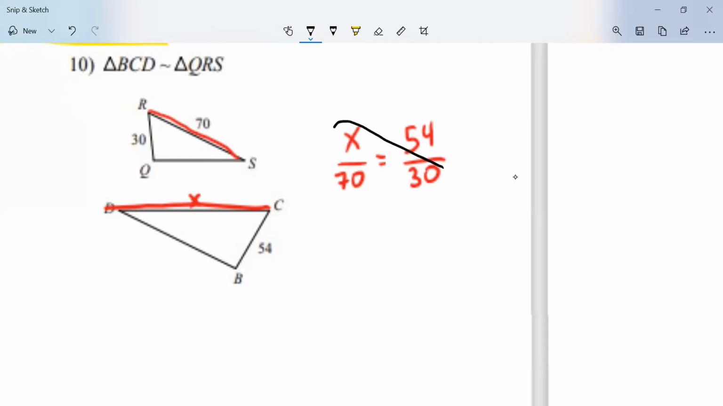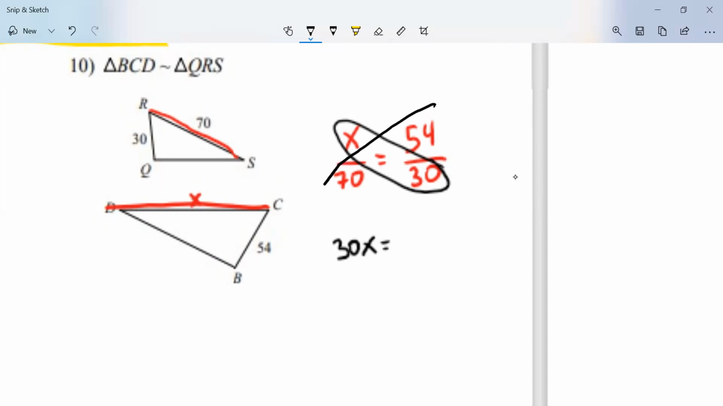When I go this way, 30 times x gives me 30x. When I go the other side, 54 times 70 is 3,780. If we simplify fractions at the beginning, we're just going to deal with smaller numbers, but it's okay. We can deal with big numbers. We can always use a calculator.